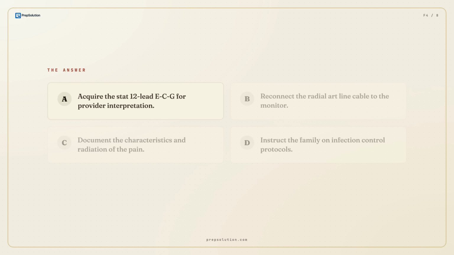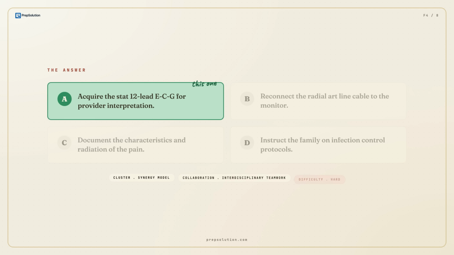Ready? 3 answers cross into territory the UAP cannot legally hold. 1 stays cleanly inside their scope. The correct answer is option A, acquire the stat 12 lead ECG.